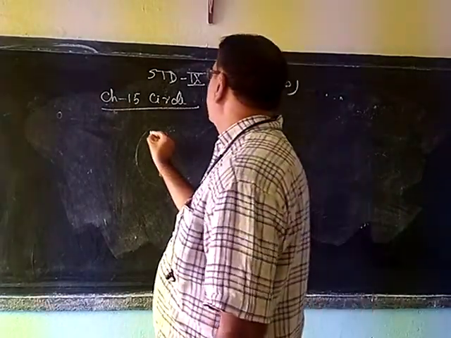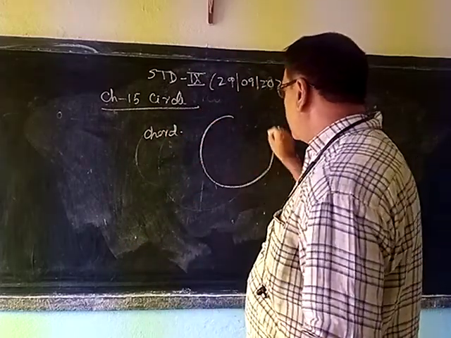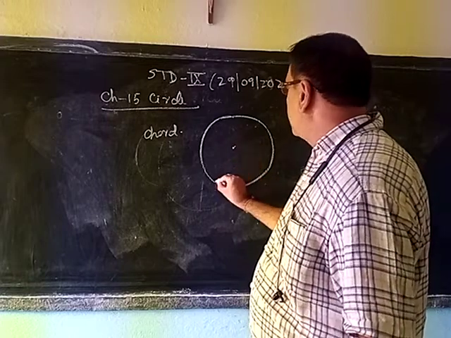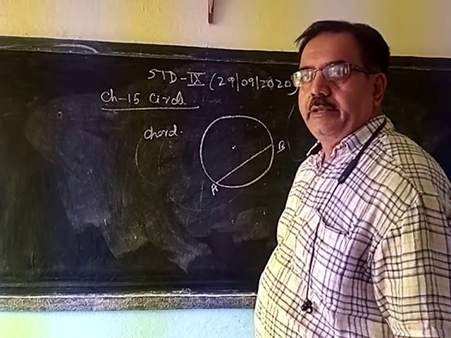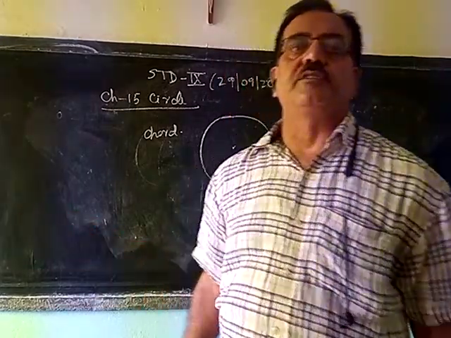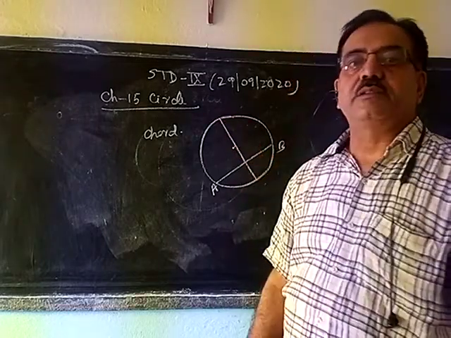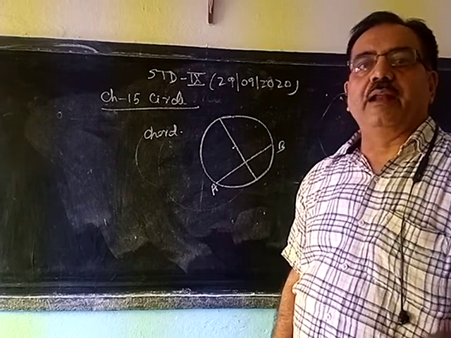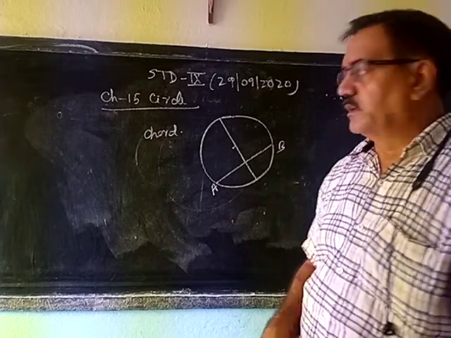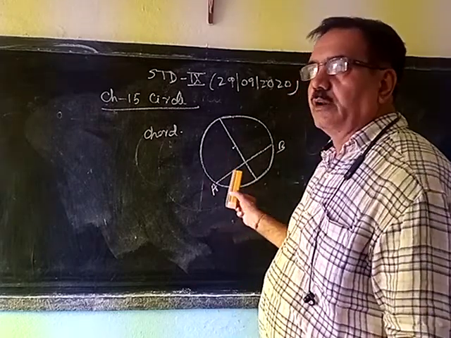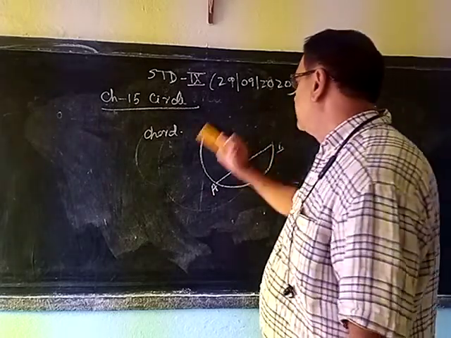Then chord. This is a circle. This is the center. This is a chord of the circle. AB is a chord. A line joining two points of the circumference is known as a chord. It means the diameter also joins two points of the circumference. Yes, it is also a chord, and the diameter is known as the longest chord of a circle. So the diameter is the longest chord, and what is a chord? The line joining two points on the circumference is known as a chord.